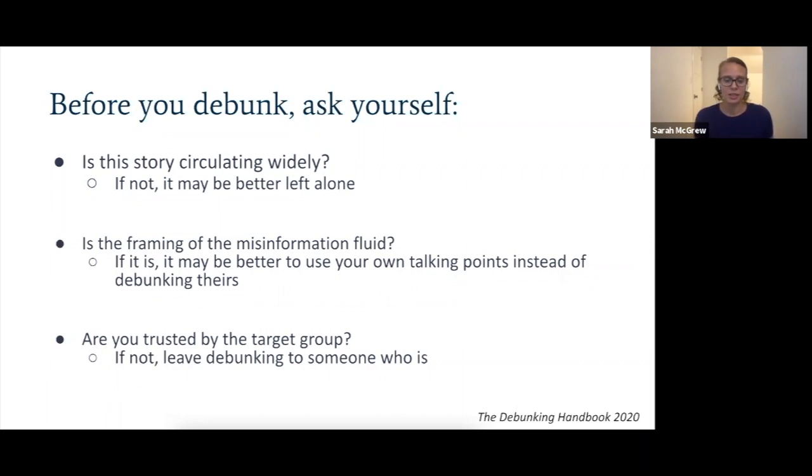The second question would be, is the framing of the misinformation fluid, right? So if there's a very clear story, then debunking works well. If it's fluid and there's not really one clear rumor or myth, it might be better to just stick with the positive talking points, stating what the facts are, instead of trying to debunk it. And then finally, and I think most importantly, are you trusted by the target group, right? Are people likely to listen to you and trust you as you debunk it? And if you're not, then it might be better to leave the debunking to somebody who is trusted by that group.